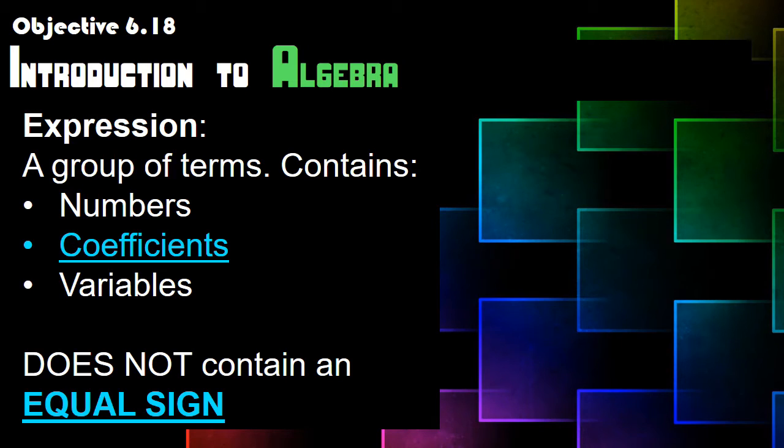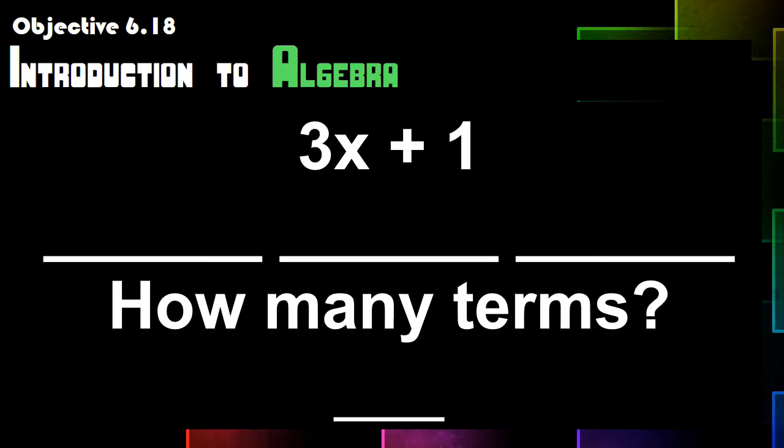Now we talk about what an expression is. An expression is a group of terms. These are numbers, coefficients, and variables, and it does not contain an equal sign. That is the key part to identify an expression.